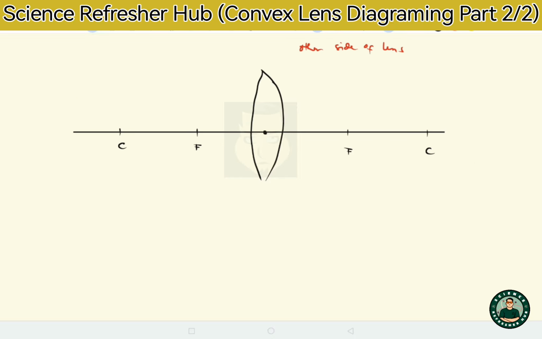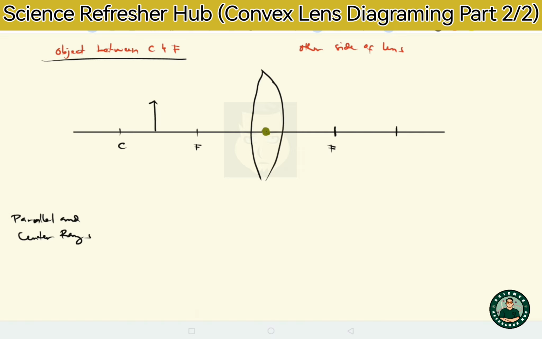If the object is in between the center of curvature and our focal point, let's try to find out what kind of image will be formed on the other side of our convex lens here. Let's just apply the parallel and center ray rules because these rules are easier to do in constructing a ray diagram. In the parallel ray rule, the ray passing through the lens must be parallel with our principal axis.